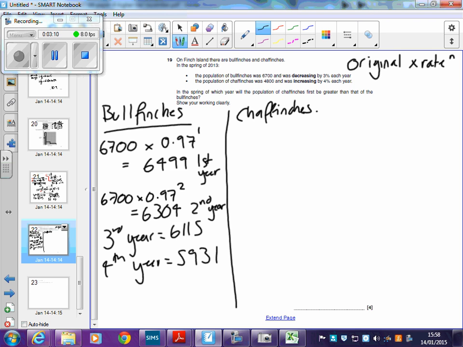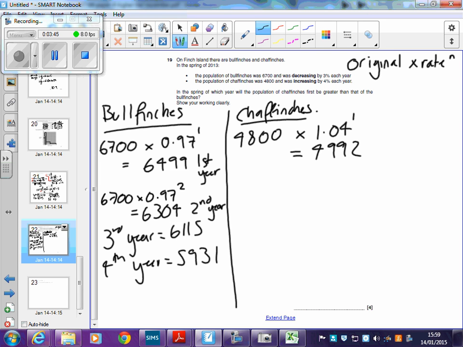Okay, I'm going to stop there for the bullfinches, and I'm going to move on to my lovely little chaffinches. For this one, they're increasing. So original 4,800, and it's increasing by 4%. So after the first year, you'd have 104%, 1.04 to the power 1. Work that out for the first year. So 4,800 times 1.04 equals 4992. Remember, we want the chaffinches to be more than the bullfinches. 4992 isn't bigger than 6499, so it's not after 1 year.